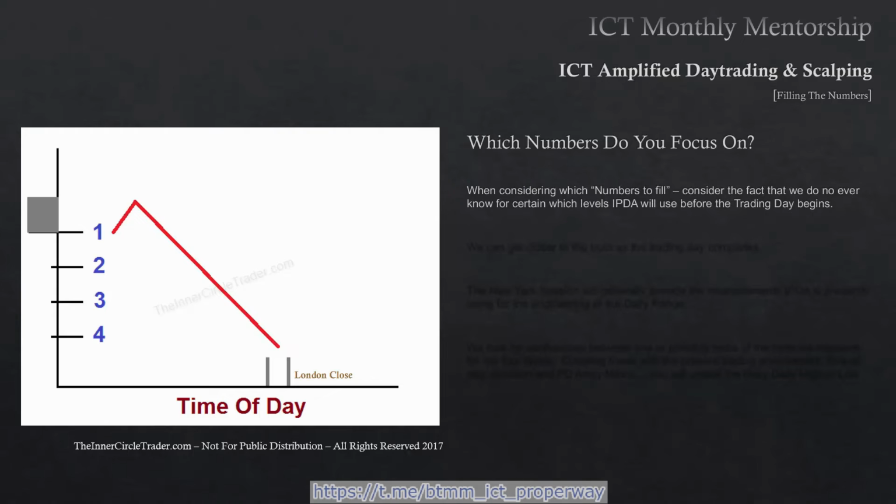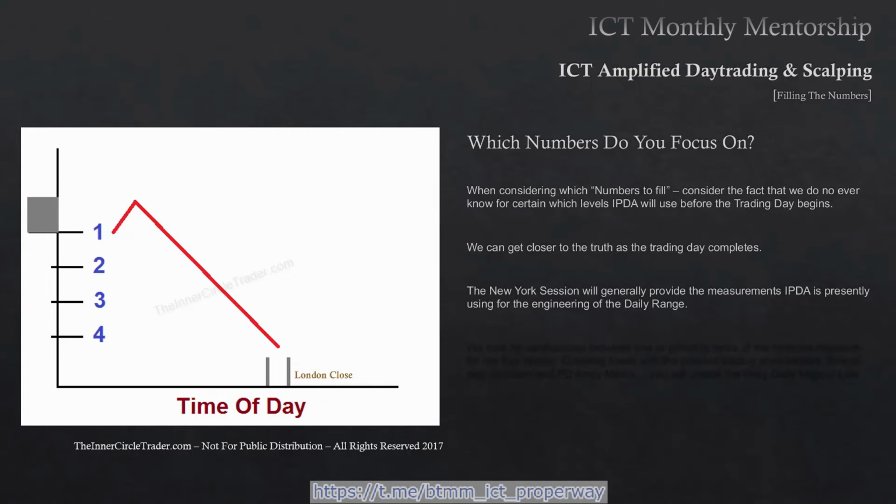when it comes to considering which numbers to fill, you have to consider the fact that we never know. You never know for certain before the day begins what IPTA is going to use to fulfill its daily range. I never know that. But I look at London's trading going into New York. By the time we get to New York, you'll get some greater insight. So we get closer to the truth as the trading day completes. The New York session will generally provide the measurements IPTA is presently using for the engineering of the daily range.